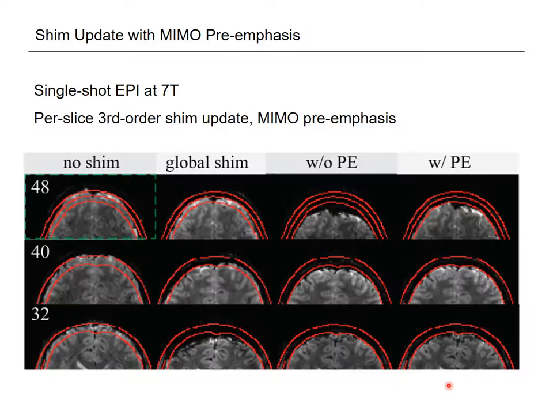This can also be implemented in vivo, here showing single-shot EPI of the brain at 7 Tesla, with slice-wise dynamic shimming with and without pre-emphasis. Only in the case of full matrix pre-emphasis do we get the improvement in geometric fidelity that we target with the slice-wise shimming.